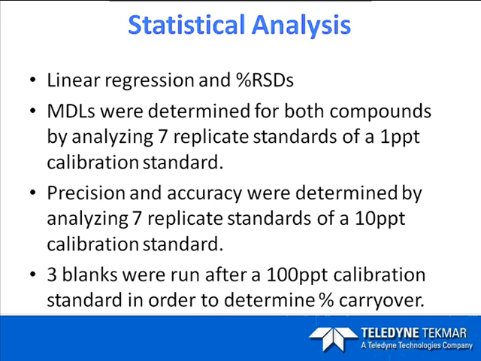Now, for the statistical analysis, or the validation criteria, we looked at the linear regression and the percent RSDs for the calibration curve for both compounds. Method detection limits were determined by analyzing 7 replicate standards at a 1 part per trillion concentration. We also looked at the precision and accuracy, in which we analyzed another 7 replicate standards at 10 parts per trillion, or what we call the mid-calibration level. In order to check the percent carryover regarding this study, we ran 3 consecutive blanks after the 100 parts per trillion calibration standard.